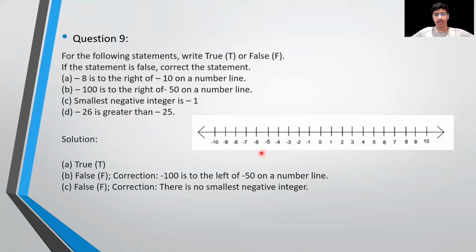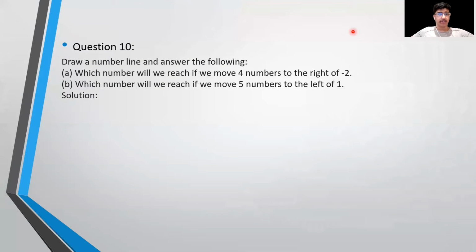So if we take a number line and if we plot numbers till minus 26, we'll see that minus 25 comes to the right hand side of minus 26. So hence this statement is false. It's going to be minus 26 is smaller than minus 25. Question number 10. Draw a number line and answer the following. A, which number will we reach if we move 4 numbers to the right of minus 2?